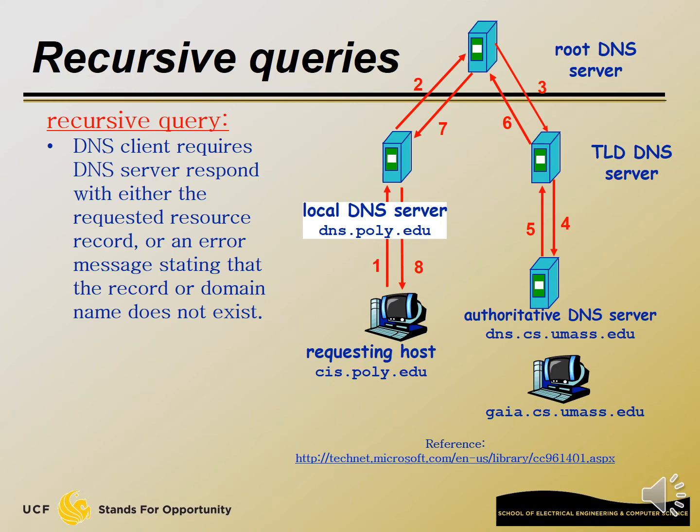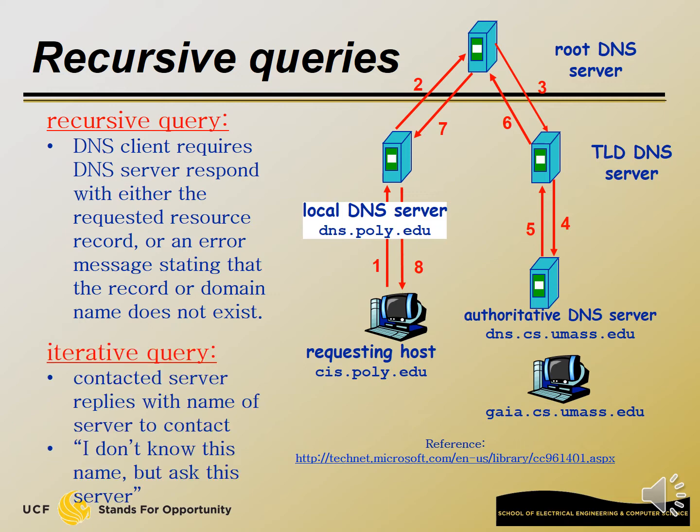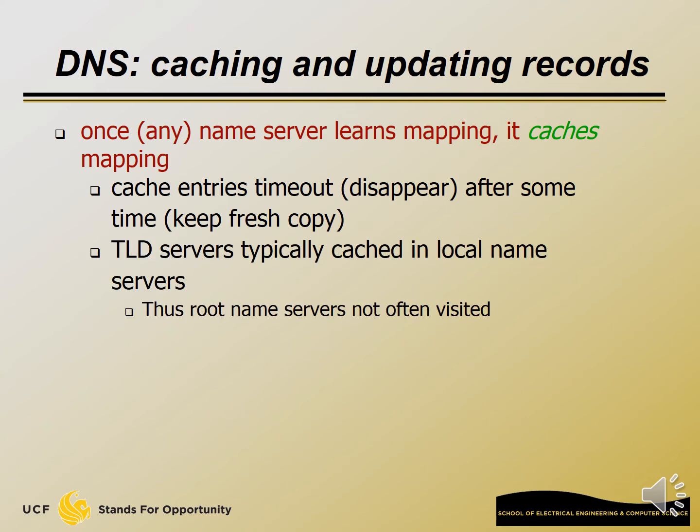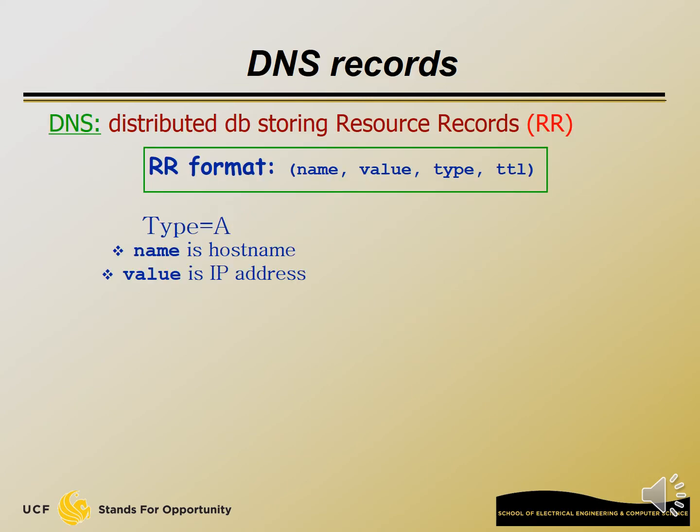In a recursive query, the DNS client requests and the DNS server responds with either the requested resource record or an error message stating that the record or domain name does not exist. In an iterative query, the contacted server replies with the name of another server: I don't know this name, but ask that server. DNS caching and updating records: once a name server learns a mapping, it caches the mapping. Cache entries time out after some point of time. TLD servers are typically cached in the local name server, so the root name servers are not visited.